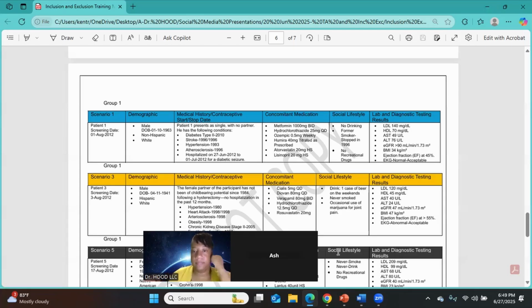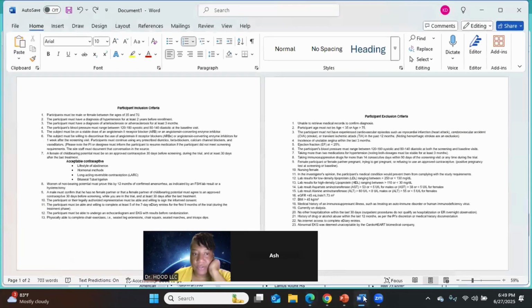Is it the medical history? Go back to see which one. Labs. Go back to 18 on the exclusion and see if you can think about it. Oh no, 8. Right. Yeah, 8. Exclusion 8.